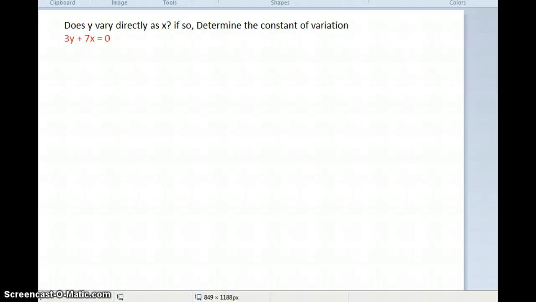Hi again. I wanted to talk to you about this problem over here, direct variation, and just emphasize what it means and how we can solve it. So when you see direct variation, very directly, or constant of variation, all of those words need to trigger a reminder and ring a bell of direct variation and what that means.